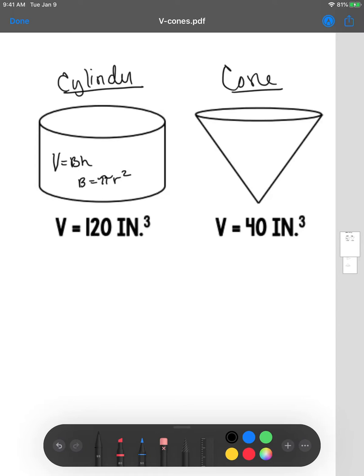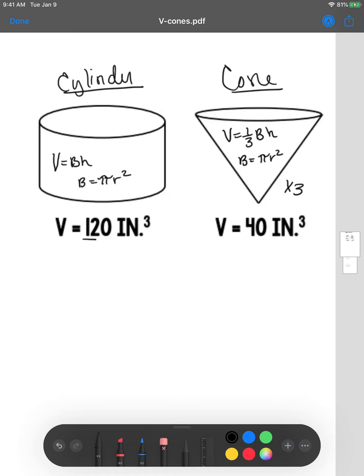Well, the cone is similar, except you're going to multiply by 1/3. So it's V equals 1/3 area of the base times the height. Remember, B is pi r squared. So they're the same, except cone is 1/3, meaning that 3 cones is going to equal my cylinder. So if you filled up the cone with water 3 times and poured it into the cylinder, it would fill it up all the way.